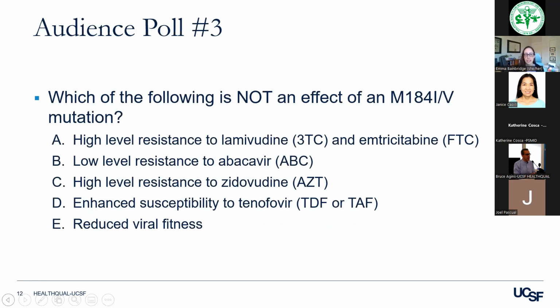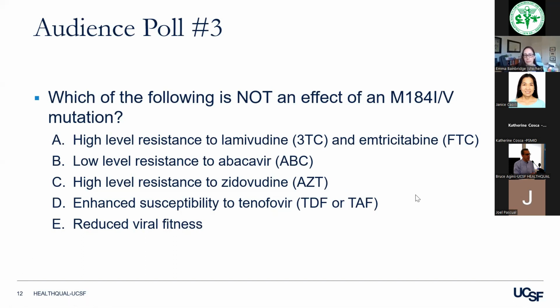So the next, I have one additional question before we talk about the M184I and V mutation. I'll read it out and then we'll have the poll populated on the screen. Which of the following is not an effect of an M184I or V mutation? A is high-level resistance to lamivudine and emtricitabine. B is low-level resistance to abacavir. C is high-level resistance to zidovudine.